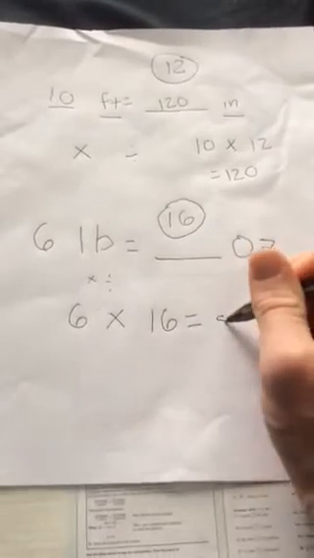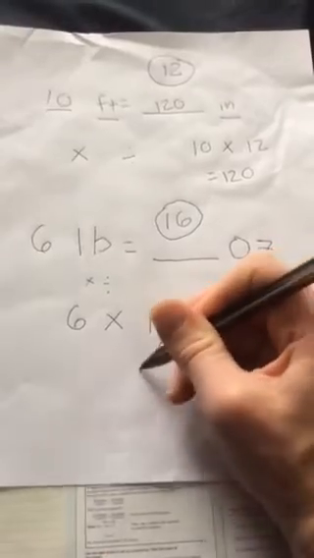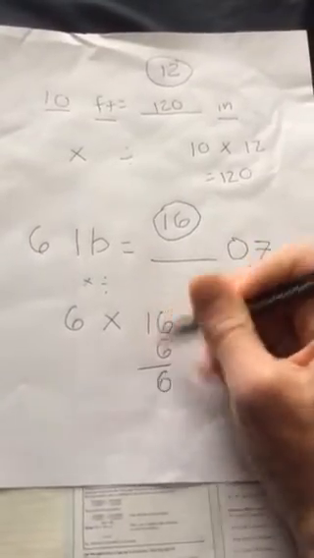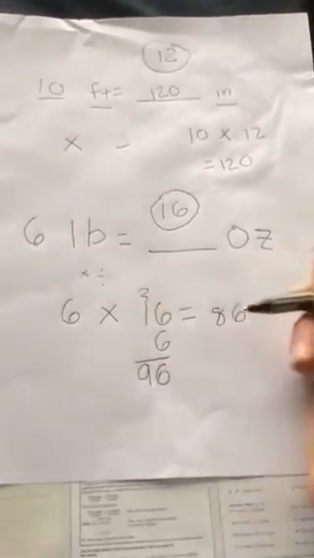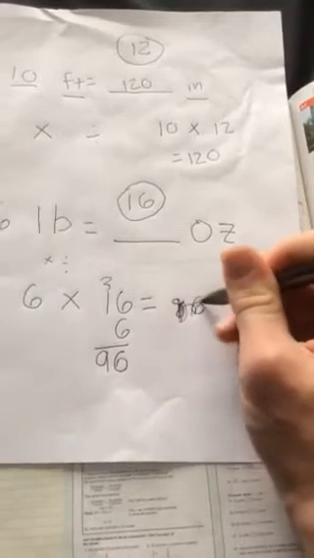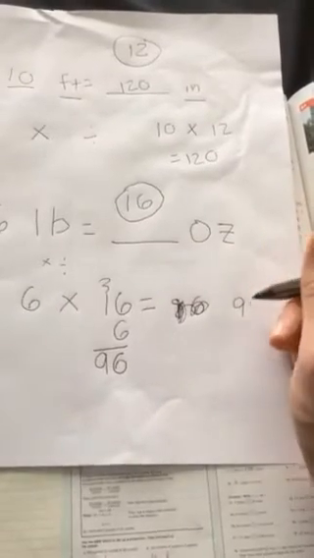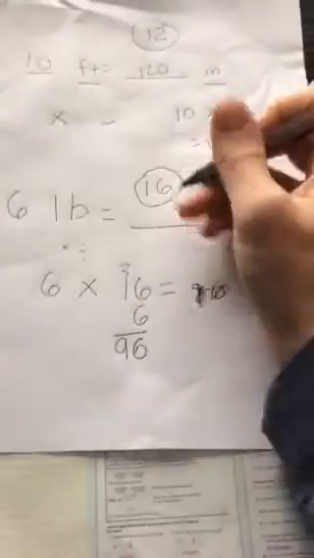And I think it's 86 ounces. Is that right? 16 times 6 is 96. Oh my gosh, I was wrong. 96. So it would be 96 ounces in 6 pounds.